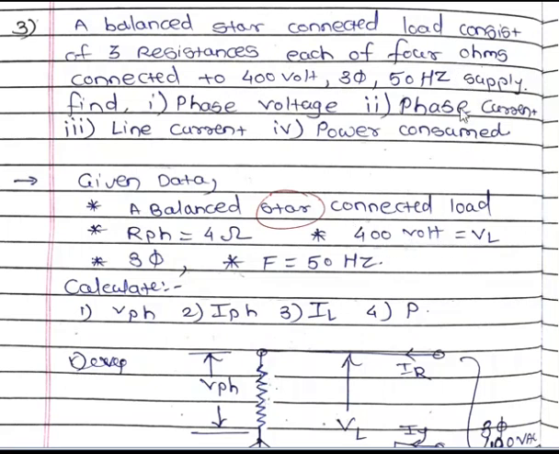The voltage given, 400 volt, which is the supply voltage, is the line voltage. The supply frequency is 50 Hz, that is, frequency is equal to 50 Hz. So calculate the phase voltage, phase current IPH, line current IL, and power consumed P, that is active power.